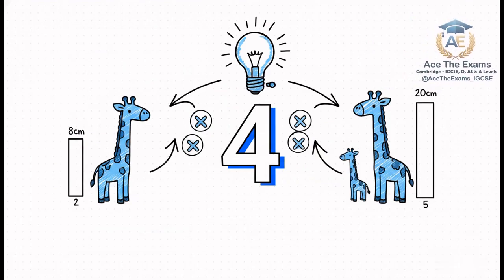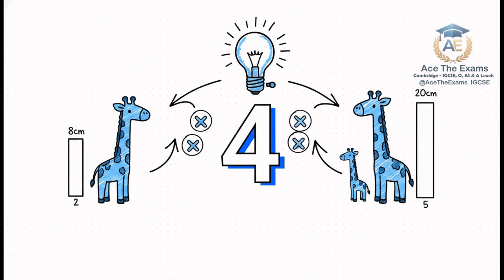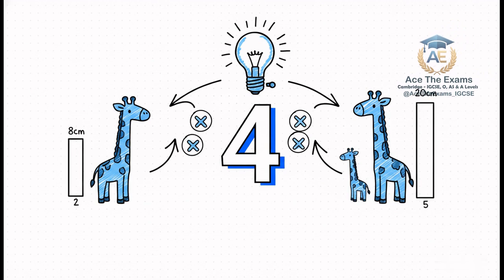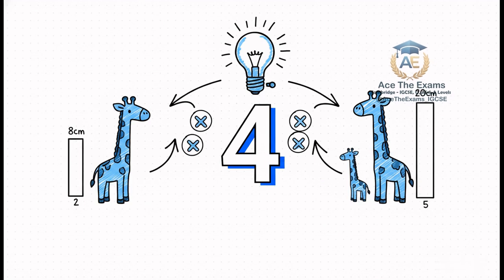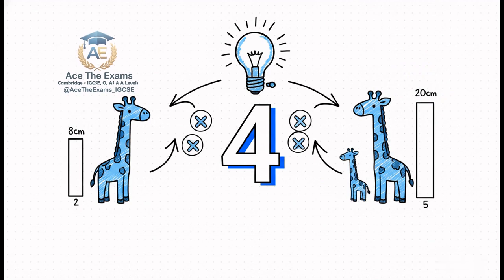Why is it 4? Because the ratio part for the smaller photo is 2. What do we multiply 2 by to get the actual given height of 8 centimeters? We multiply by 4. Now that we hold this key, this multiplier of 4, we simply apply it to the larger photo's ratio part, which is 5. 5 times 4 gives us an actual height of 20 centimeters for the larger giraffe photo.